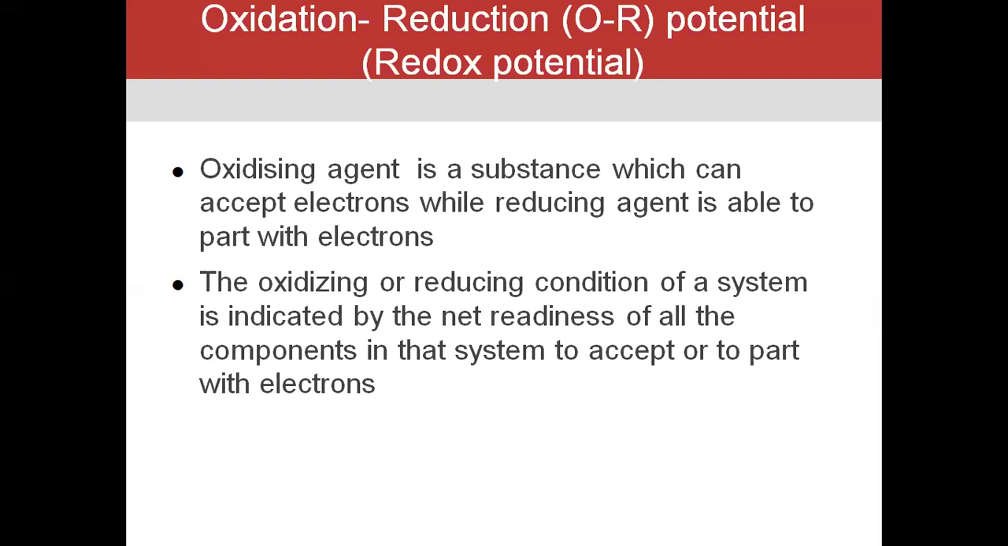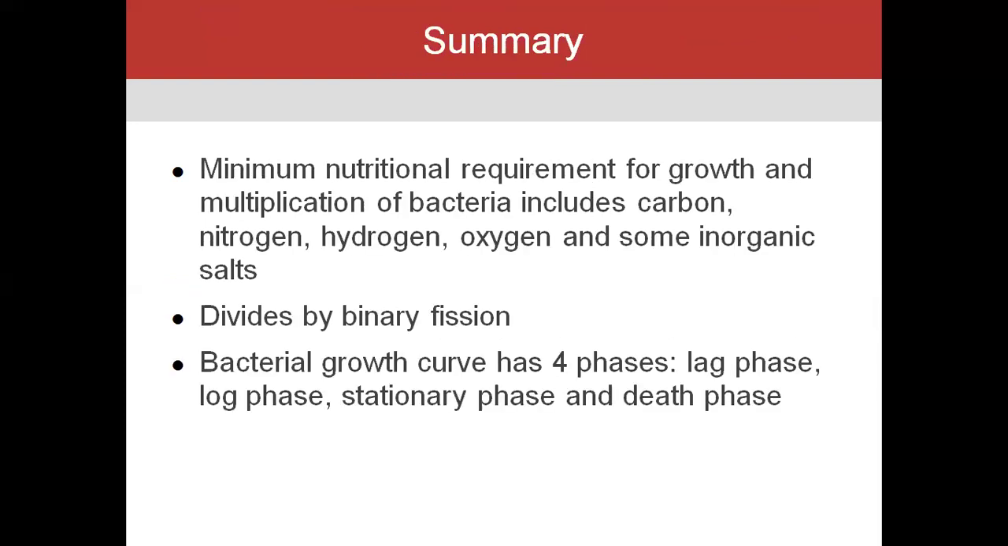Next, oxidation reduction potential, or redox potential. So what is an oxidizing agent? It is a substance which accepts electrons, while a reducing agent is able to part with electrons. The oxidizing or reducing condition of a system is indicated by the net readiness of all components in that system to accept or to part with electrons.